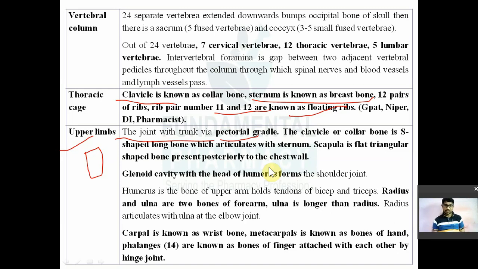Pectoral girdle is nothing but it is present in the back side. जो shoulder है आपका, shoulder के नीचे वाला part, that is a pectoral girdle. The clavicle or collarbone.